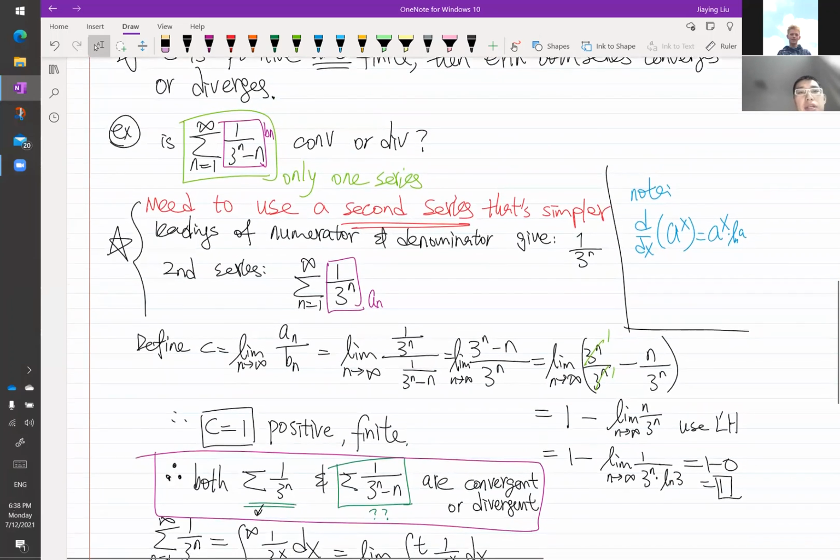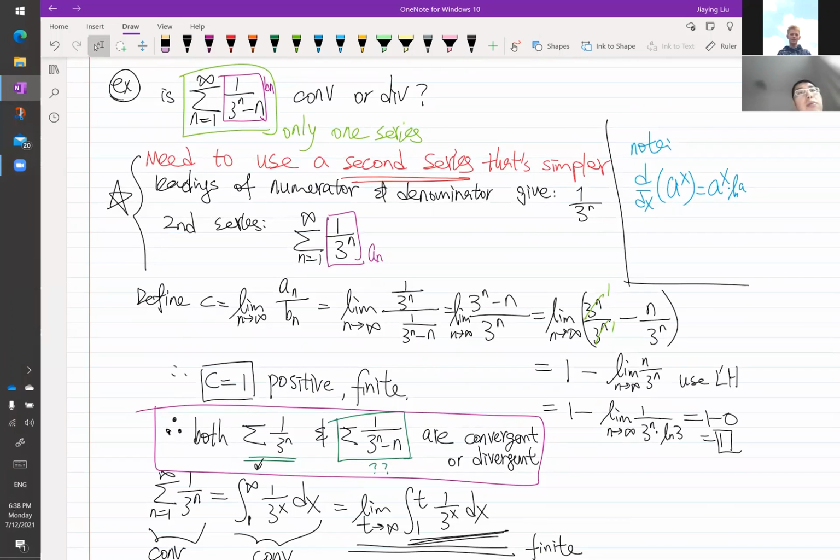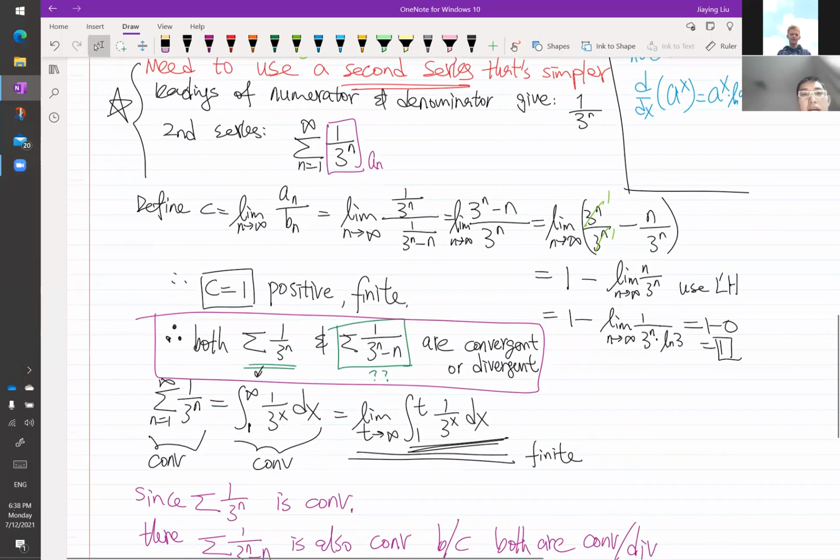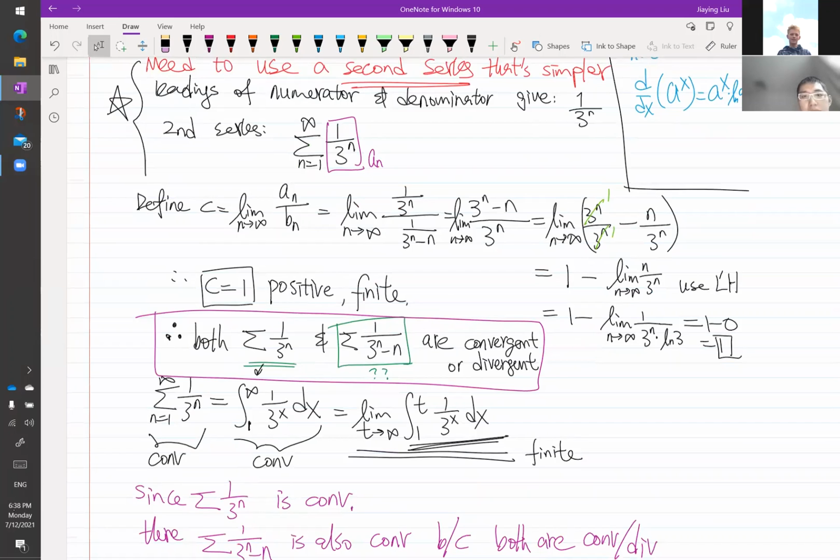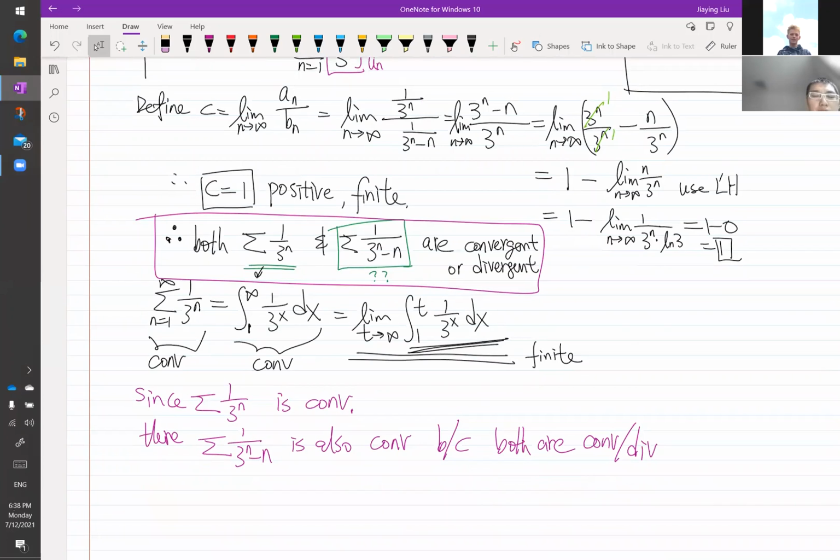this second part of the comparison test. You have to find the second series to apply, find out the C value if possible, and then you have to take the simpler one, the one that you come up with, to determine if the given series is convergent or divergent. I hope I didn't confuse you. Any questions on this one?